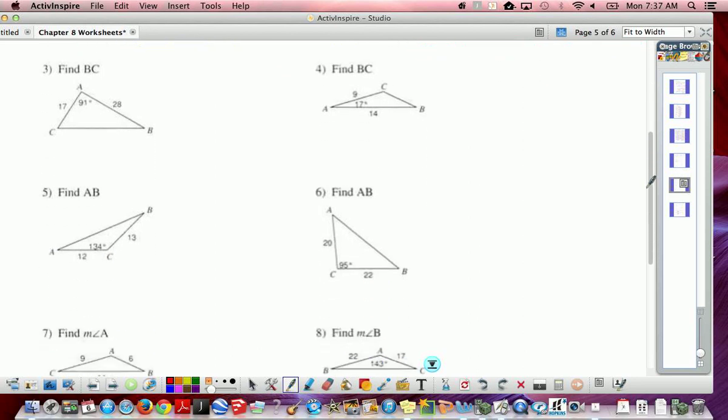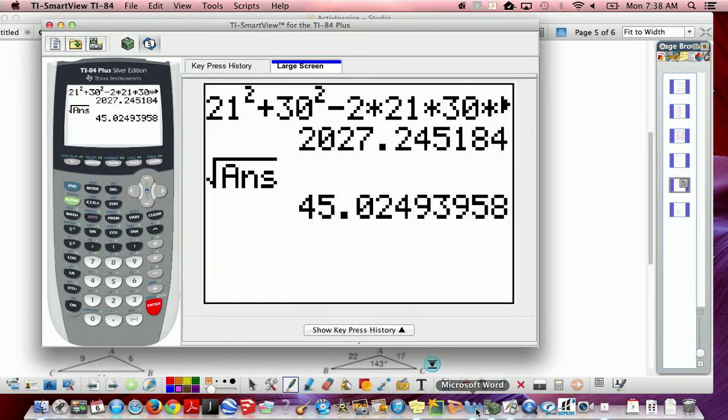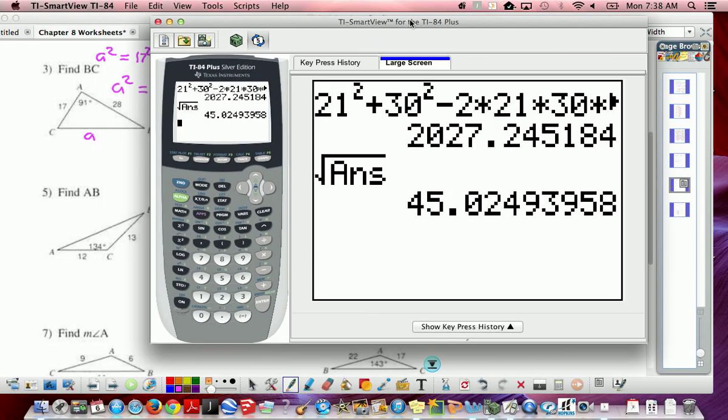Number 3, moving right along. Look at number 3 here. We're trying to find side BC again, so a little a squared. So a little a squared equals 17 squared plus 28 squared minus 2 times 17 times 28 times cosine of 91. So a squared equals, this is probably the last one of these I put in my calculator and show you, just for time's sake, but I'll still take you through all the steps.